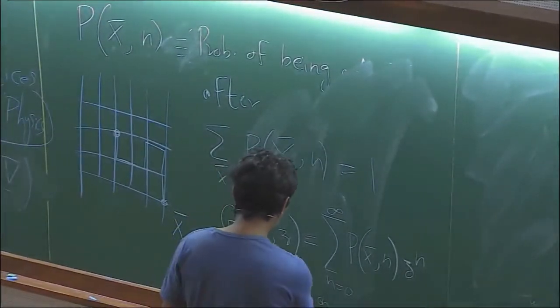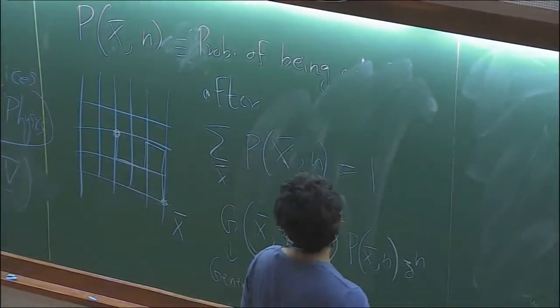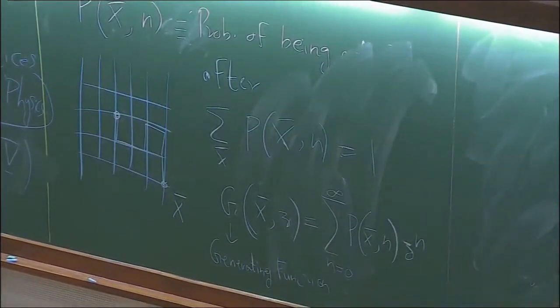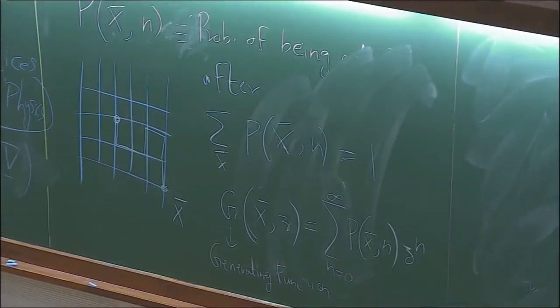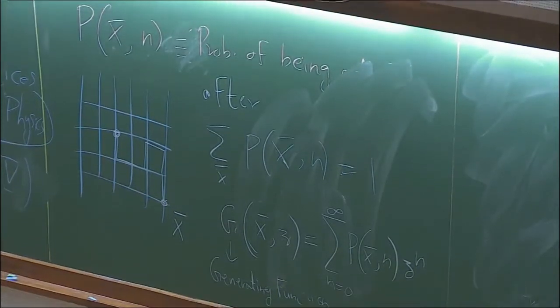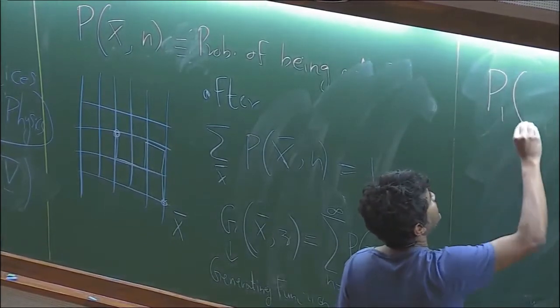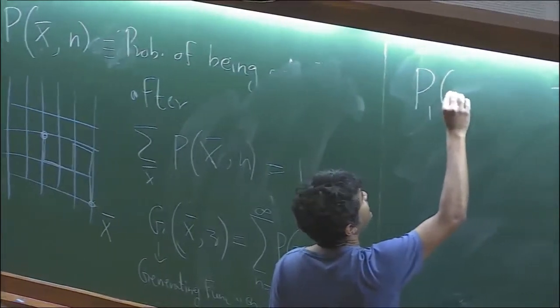Okay, so I might need this definition. So now here we ask the question: you start from here, and what is the probability you will come back? Now the next question we want to ask is, what is the probability you will come back for the first time at some time step n, let's say. So we define the object P1.